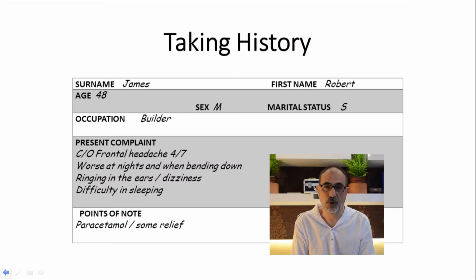Here we have a case note. James Robert is a 48-year-old single patient. He's a builder, and let's look at his complaints or problems. It says CO frontal headache 4/7. Well, what does that mean? CO means complaint of. 4/7 means 4 times a week. So the full sentence, the actual sentence is, I have a frontal headache 4 times a week.